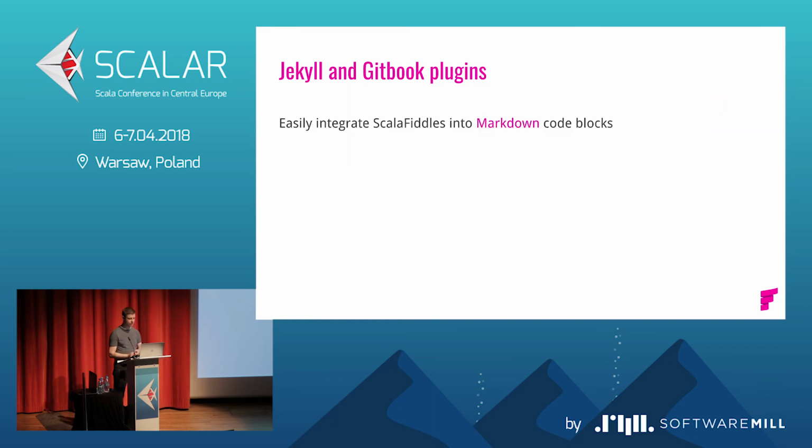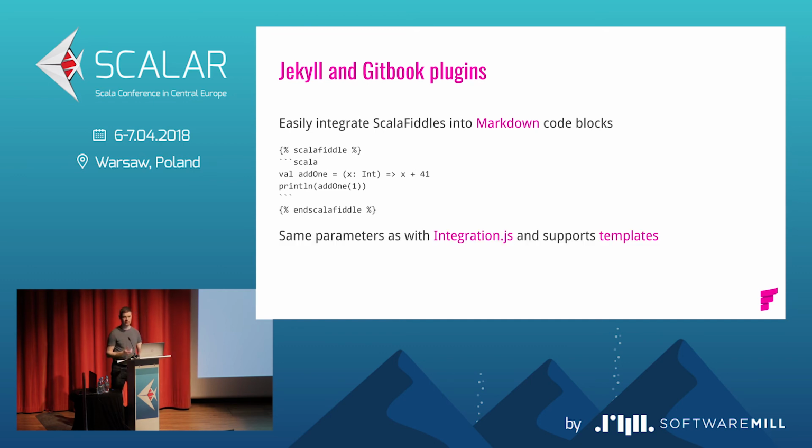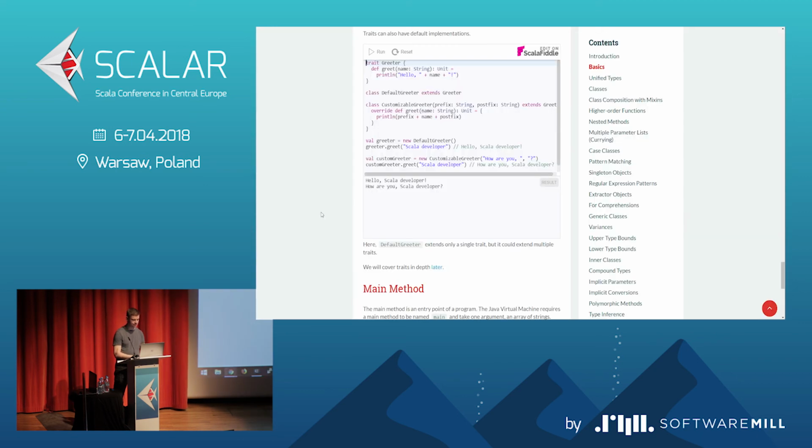And then there are plugins for Jekyll and Gitbook that make it even easier. You just put these flags into your markdown code, just say that, okay, this is a ScalaFiddle, and you add the plugin to your build, and then magic will happen, and you will have ScalaFiddles all over your documentation. So this is basically how it was done for the Scala.lang documentation page. You can use the same parameters, you can define templates and so on to make it even easier. And because, for example, SBT microsites is built on Jekyll, you can use this plugin there. And actually, I have an example of that.